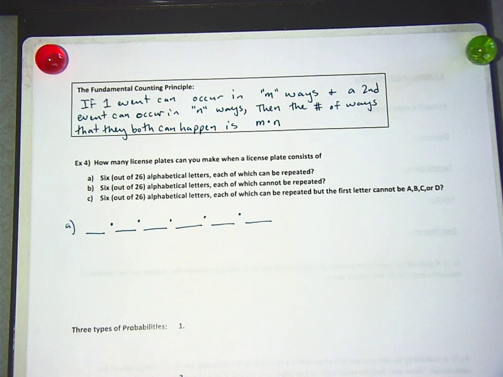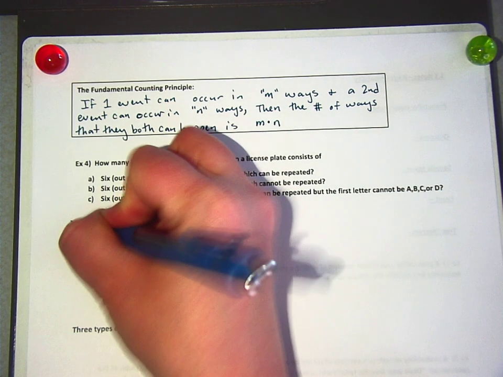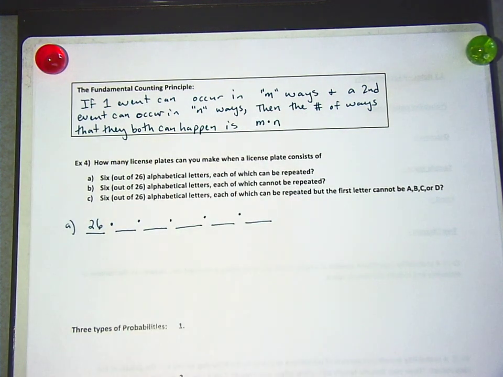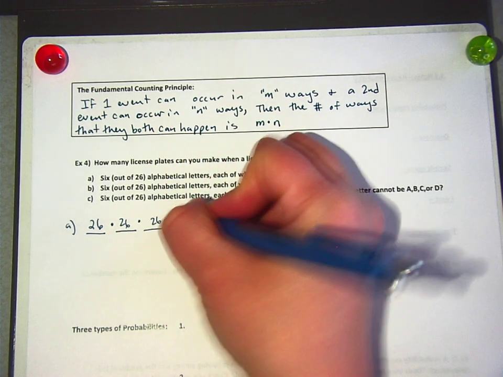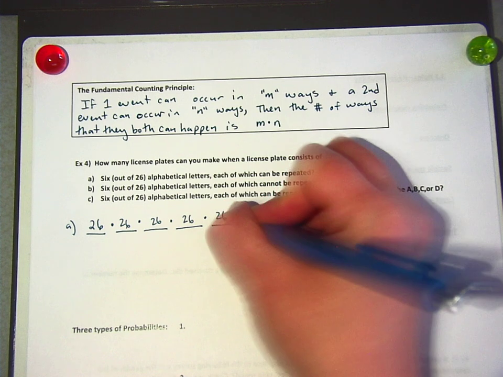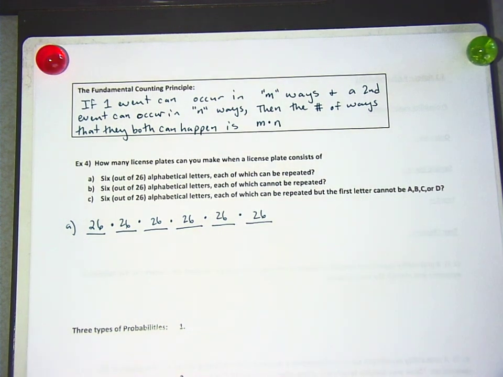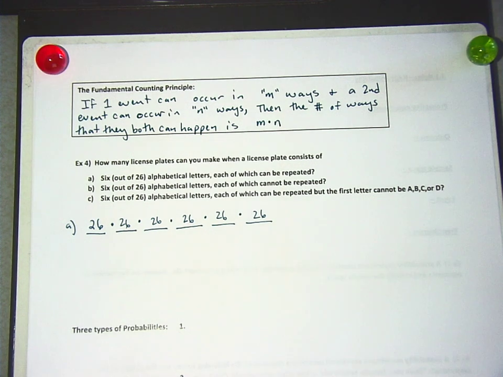How many, there are 26 letters, right? So how many choices are there for the first thing on your license plate? 26. And you're allowed to repeat them, so how many options are there for the second one? 26. 26, and it keeps being 26. In your calculator right now, please put in 26 times 26 times 26, etc. Or you could write in 26 to the power of 6. I just did 6 to the power of 26. But that's a little different. That is a much larger number.